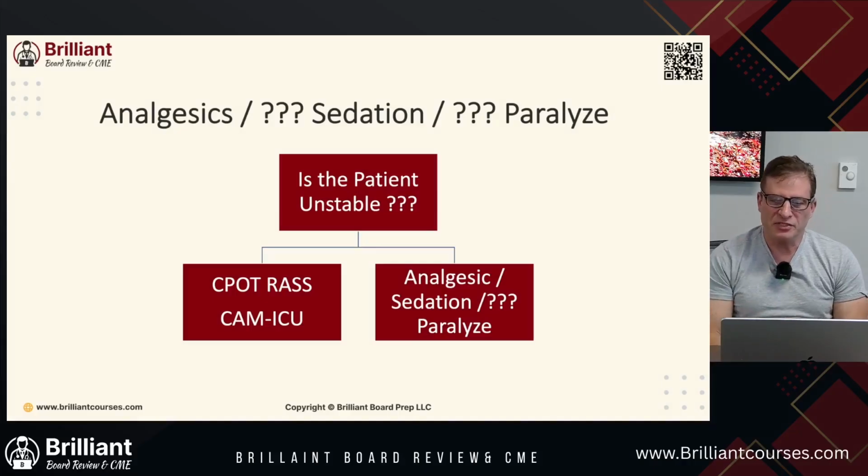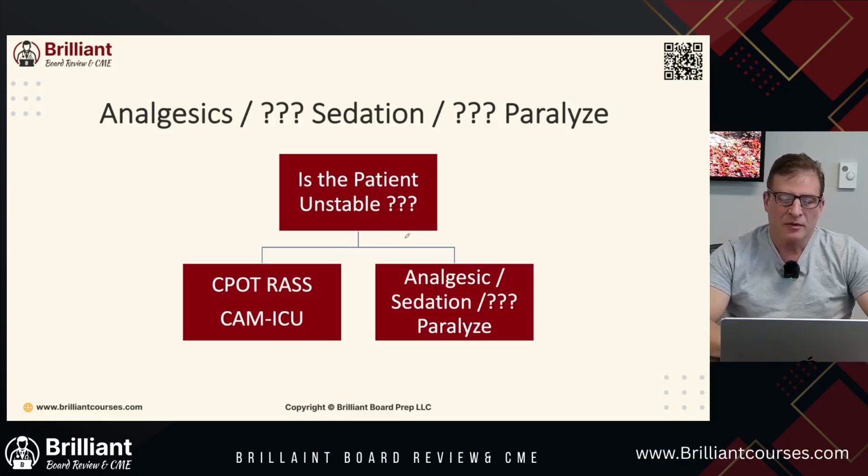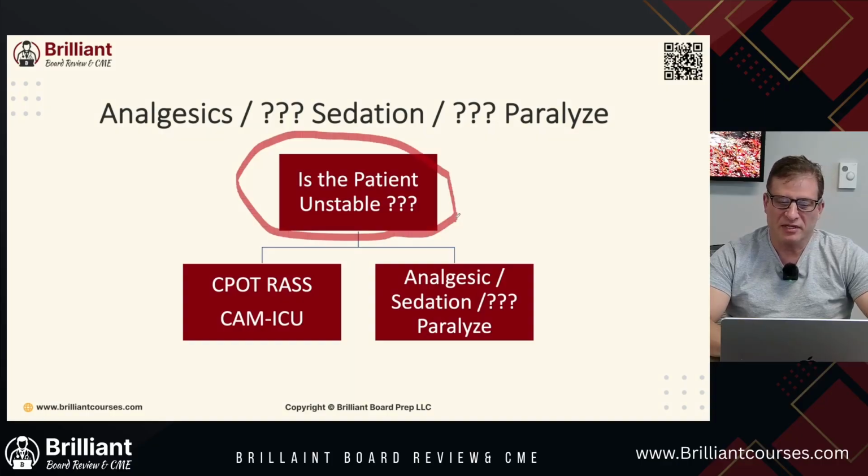Now, when we have a patient on the ventilator, we need to think about what we need to do to keep them on the ventilator. First we have to think about, is this patient unstable? If this patient is unstable, we need to sedate them and give them analgesics, okay? And we need to consider paralyzing. Why do we want to paralyze them? We want them to stop pushing against the ventilator. If they push against the ventilator, we're not going to be able to ventilate them properly.